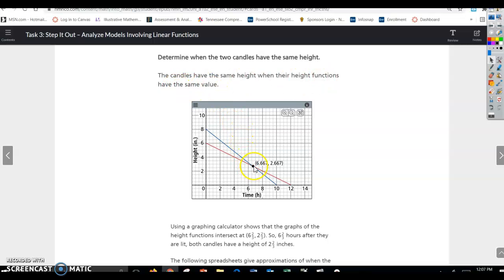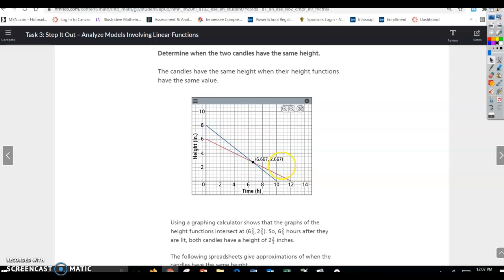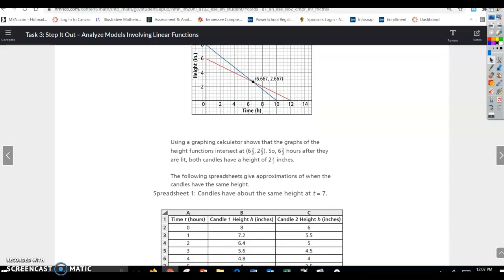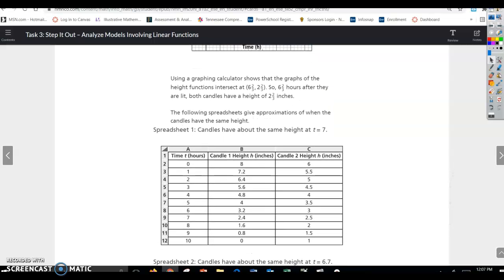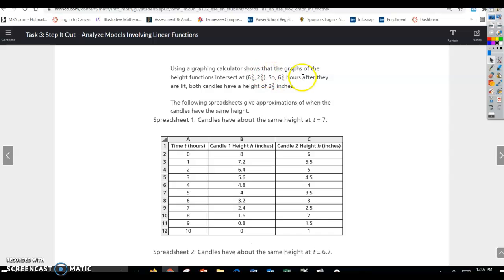So you can see right here when they cross, this is candle 2, this is candle 1, and they cross at 6.667 and 2.667. That's using the graphing calculator to graph those two functions. Using a graphing calculator shows that the graphs of the height functions intersect. So 6 2/3 hours after they are lit, both candles have a height of 2 2/3 inches.